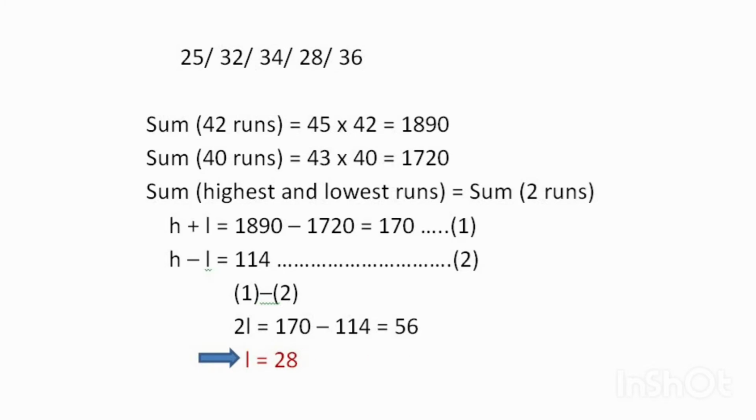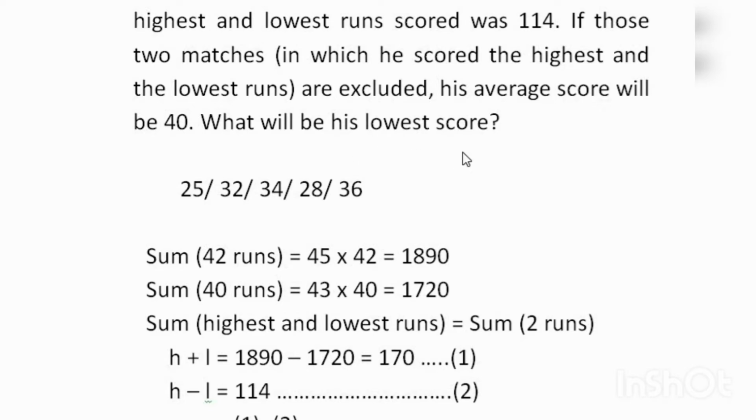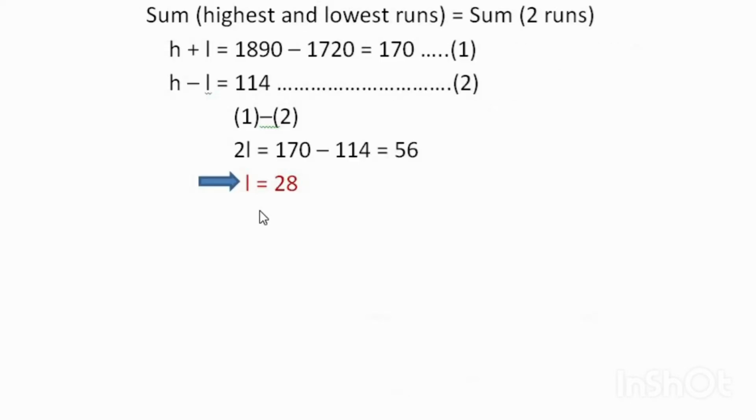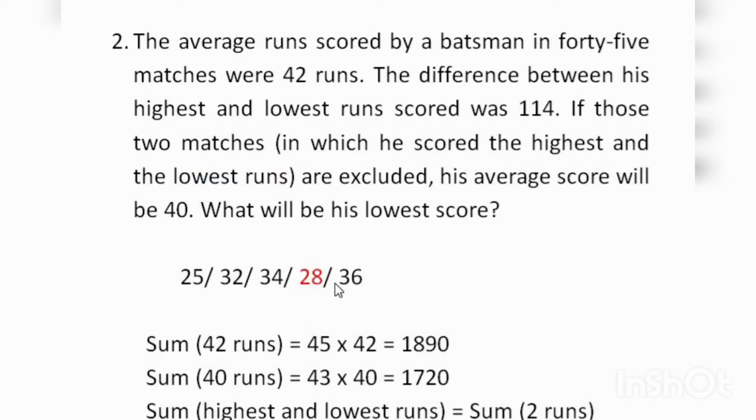The question is to find his lowest score, that is L, right? So 2L is equal to 56. From there we will get L, or the lowest score, which is equal to 28. So his lowest run or lowest score is 28. Option 4 is the answer. And this question was asked in IDBI Executive 2019.